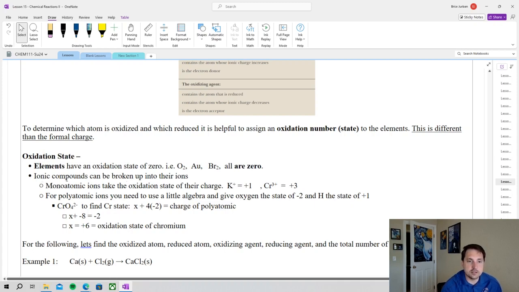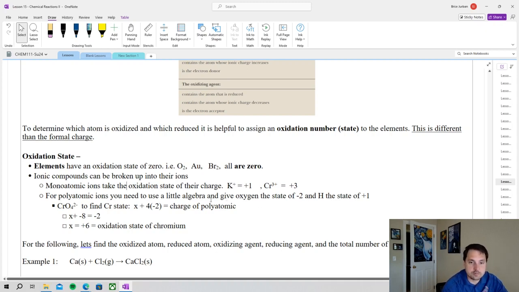Whereas ionic compounds can be broken up into their ions, and if it's a monoatomic ion that we're looking at, such as potassium, those ions take the oxidation state of their charge. So we'll write +1 for potassium and +3 for a chromium that has a 3+ charge. Whereas if that ionic compound contains a polyatomic ion, we might need to use a little bit of algebra to figure out what the oxidation state of the atoms in that polyatomic ion are. So let's go through a couple of examples of this.